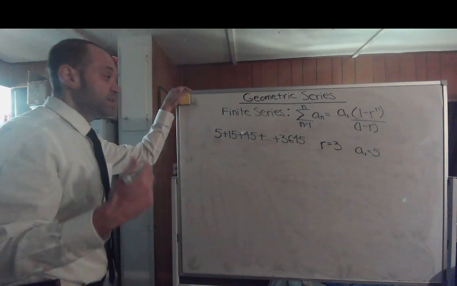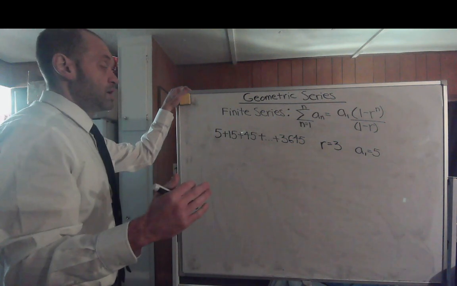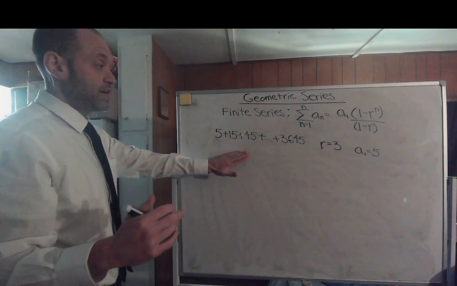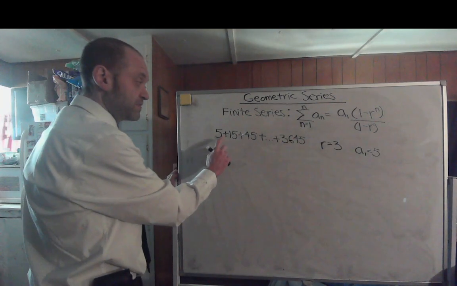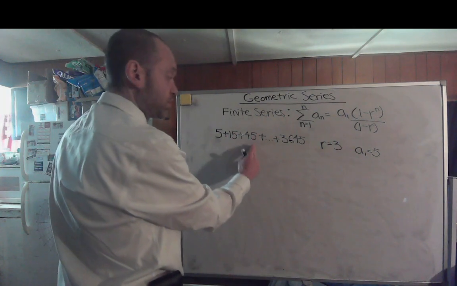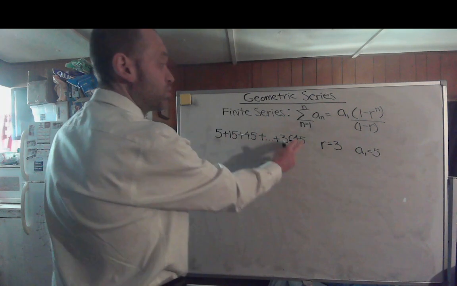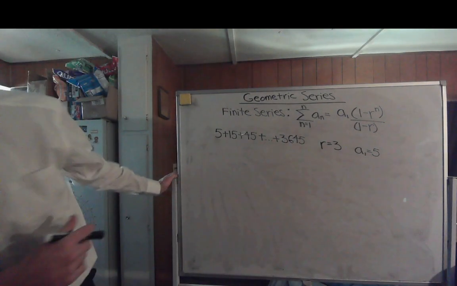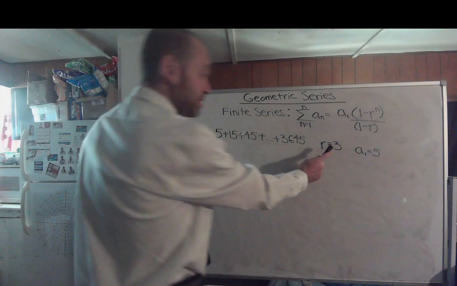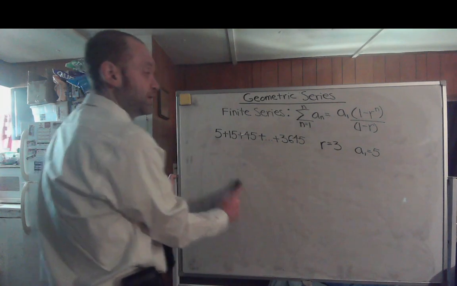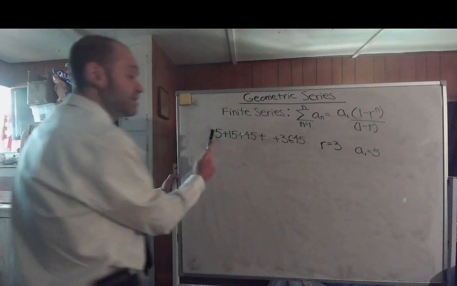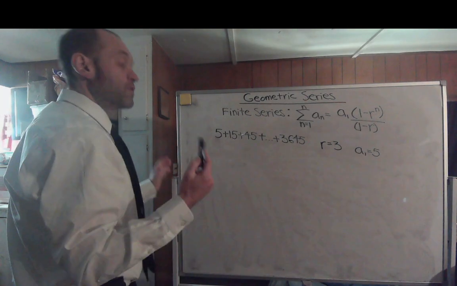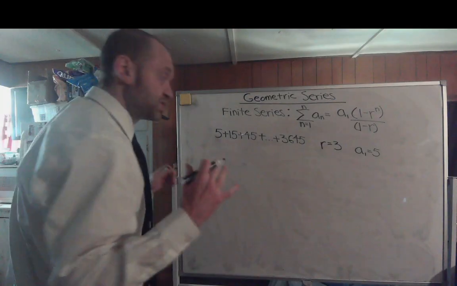So the first thing you need to do is determine your common ratio, which we have here with this 5 plus 15 plus 45 plus it skips all the way to 3,645. We determined the common ratio to be 3. We determined our first term to be 5. First thing you want to do is set up your sequence.